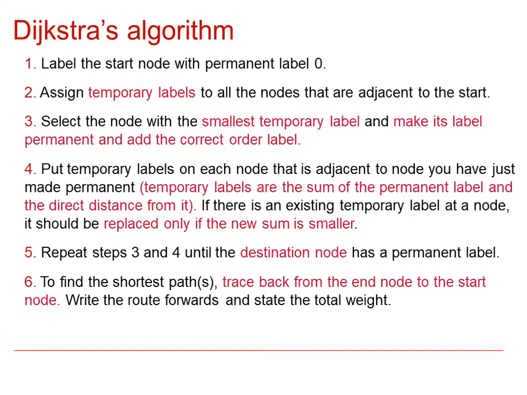You put temporary labels on each node that is adjacent to the node that has just been made permanent, making sure that temporary labels are the sum of the permanent label and the direct distance from it. If there is an existing temporary label at a node, it should be replaced only if the new sum is smaller. You keep repeating steps 3 and 4 until the destination node becomes a permanent label. And then to find the shortest path, you trace back from the end node to the start node and you write down the route and state the total weight. So as I say, in practice it is a little bit easier than it sounds.